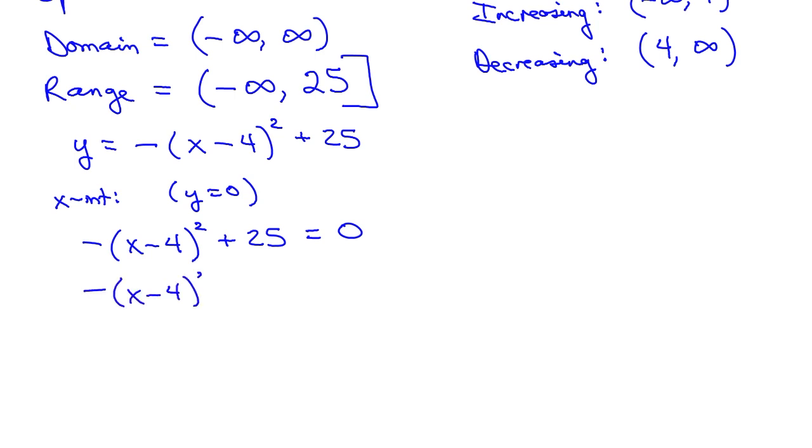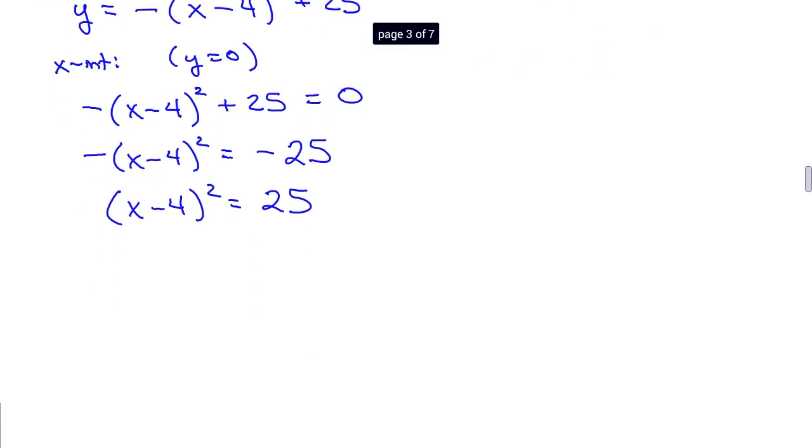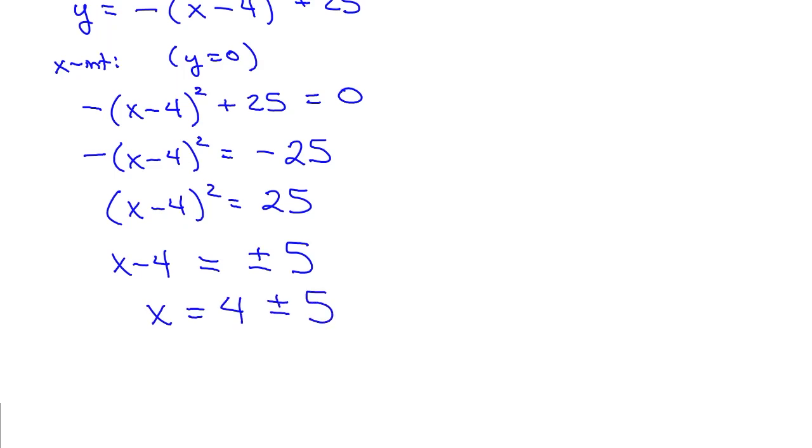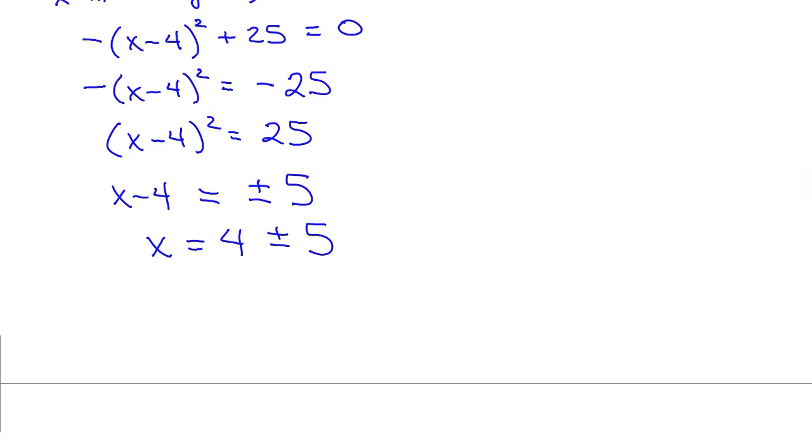Move the 25 over. It goes over as negative 25. Divide both sides by -1. Take the square root of both sides. That gives you x minus 4 is equal to plus or minus 5. Move the 4 to the other side. That gives us x is equal to 4 plus or minus 5. And then split it up. You get x is equal to 4 plus 5 is 9, giving us the point (9, 0). Or x is equal to 4 minus 5, giving us the value of x equals -1. And the x-intercept of (-1, 0).